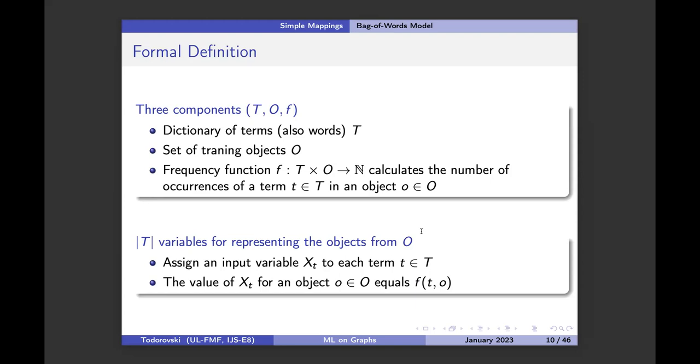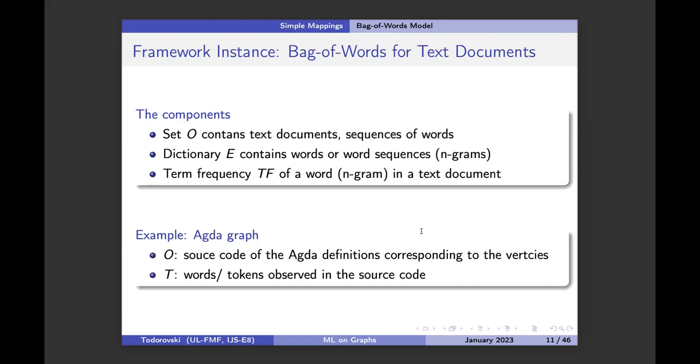Once we have that, we transform our training objects into size of T input variables. For each term, we assign an input variable XT, and then we replace the training object with the frequencies of T in a certain training object O. So a very, very simple definition and a very simple mapping. And this is what was done with machine learning until 2010. Whenever you had text or a sequence in general, you would cope with this.